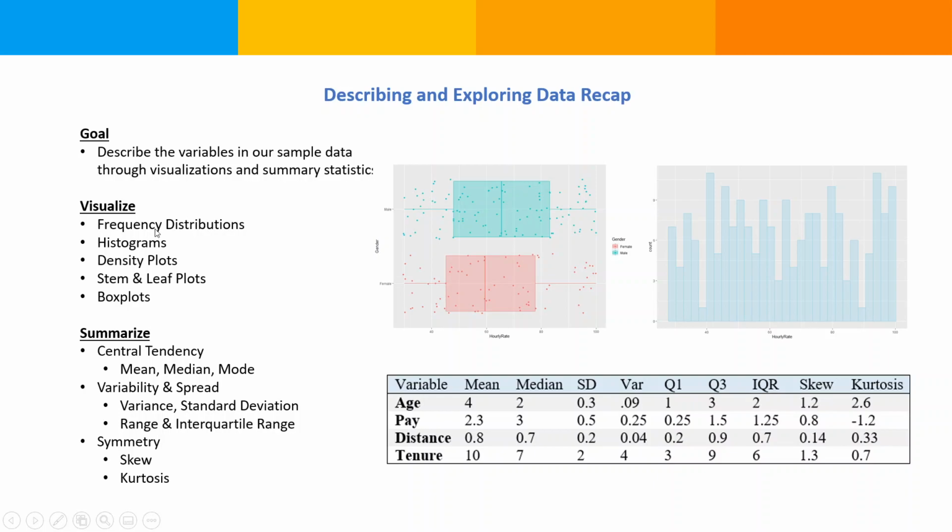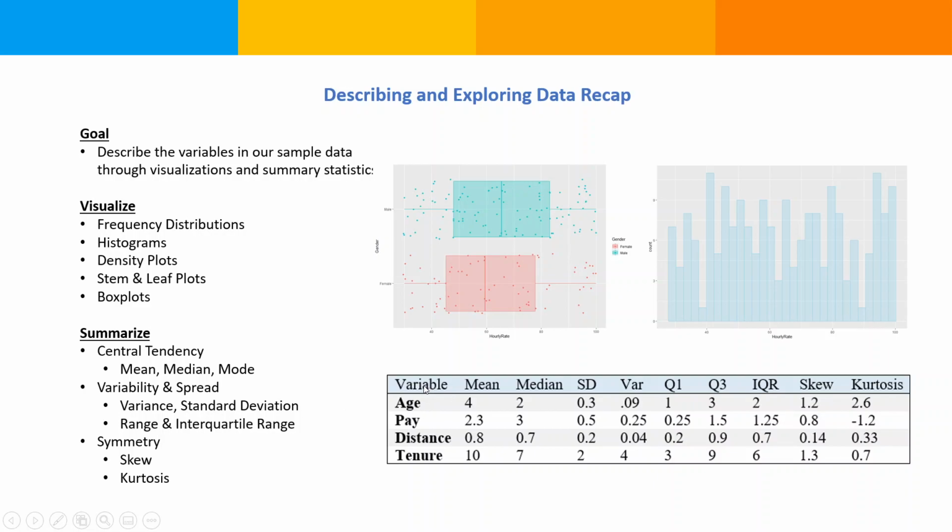So visualize this through frequency distributions, histograms, density plots, and stem and leaf plots, and then calculate your actual summary statistics that deal with your measures of central tendency, which is where the center of your distribution is, and then the summary statistics for the measures of variability and spread, how spread out your data are from your average or your midpoints. And then you also want to look at your symmetry, which are your values of skew and kurtosis.